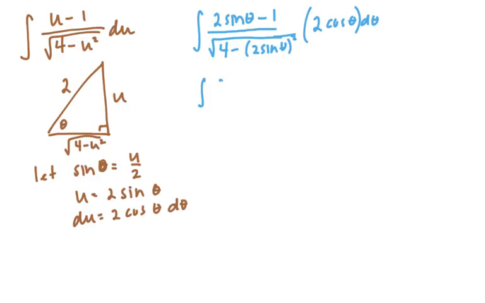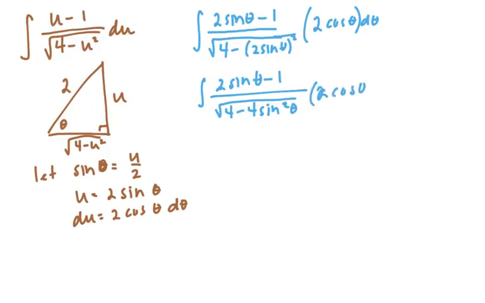So we have 2 sine theta minus 1. And here I have the square root of 4 minus 4 sine squared theta times 2 cosine theta d theta. So let's keep going. Let's factor out that 4, and the square root of that would be 2. And we have the square root of 1 minus sine squared theta. Here we have 2 cosine theta d theta.